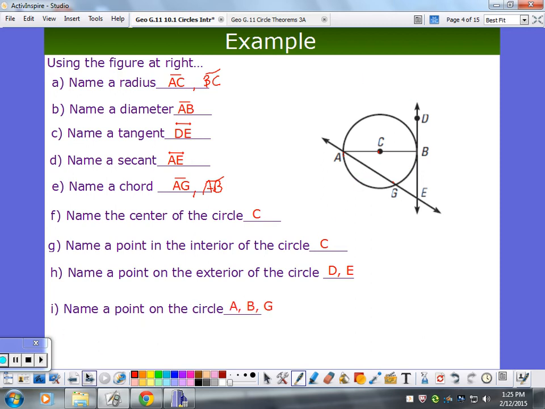After that factoring thing, this is nothing. A secant is a line that intersects a circle at 2 points.